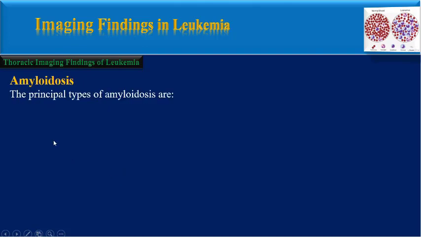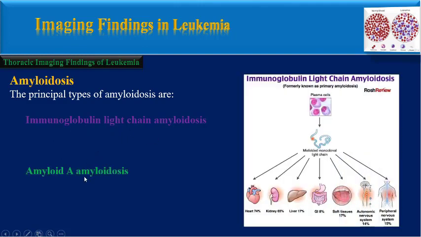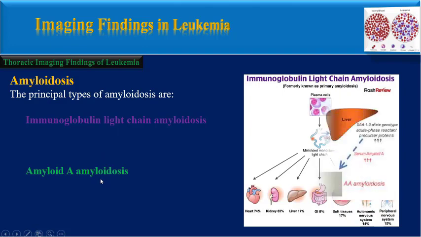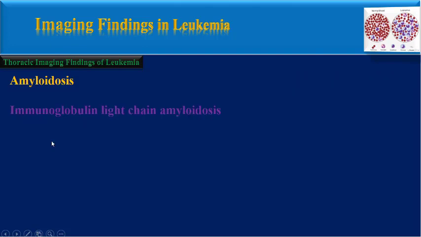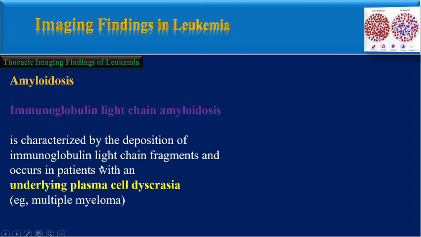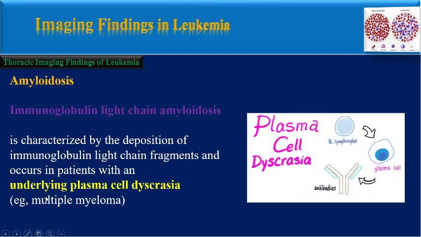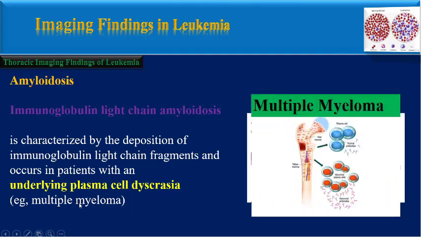The principal types of amyloidosis are immunoglobulin light chain amyloidosis and amyloid A amyloidosis, famous as AA amyloidosis. Immunoglobulin light chain amyloidosis is characterized by the deposition of immunoglobulin light chain fragments and occurs in patients with underlying plasma cell dyscrasia, for example, multiple myeloma.